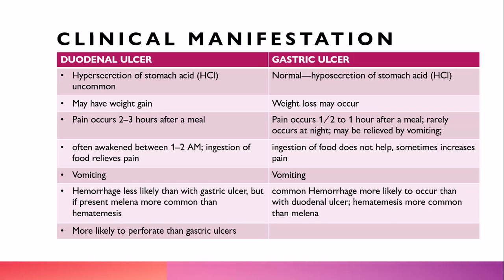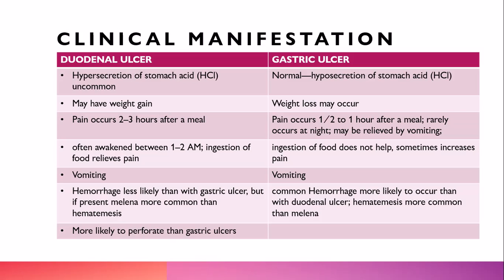Now gastric ulcer, the symptoms could be hyposecretion of stomach acid, which is normal. There could be normal HCl secretion, or there will be less secretion of the HCl acid. Then weight loss is seen in gastric ulcer because the person will be having vomiting. Whatever they eat is coming out of the mouth, so nothing is going in. That's the reason the person will start having weight loss in gastric ulcer.